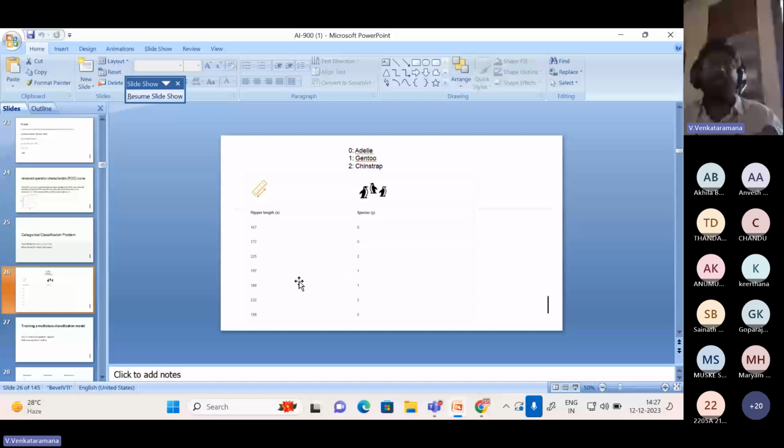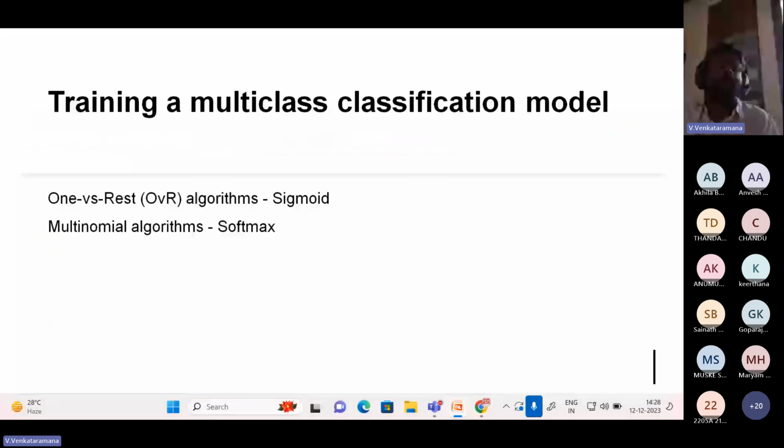Let us assume, based on this data, I trained a machine learning model. After training, there are different types of algorithms. One is called the one versus rest algorithm, and the other is the multinomial algorithm for the multi-classification model. In the one versus rest algorithm, we are using the sigmoid activation function, whereas in the multinomial algorithm we are using the softmax activation function.